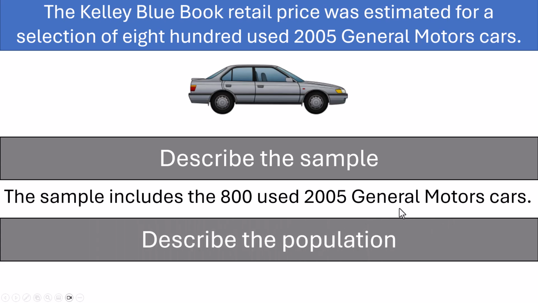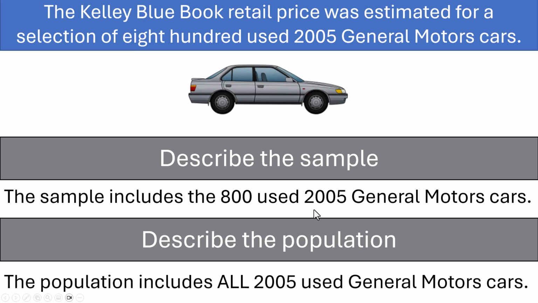But how is that different from the population? Well, remember, the population is the bigger group from which we have sampled. So presumably there's a lot more than 800 2005 General Motors cars. So the population would include all of those cars, right? All of the 2005 used General Motors cars. It's a good habit to get into, whenever you are describing a population, to use the word all. If you're using the word all, then you're making it very clear that you mean all of the individuals in that group and not just a sample or some sort of subset.